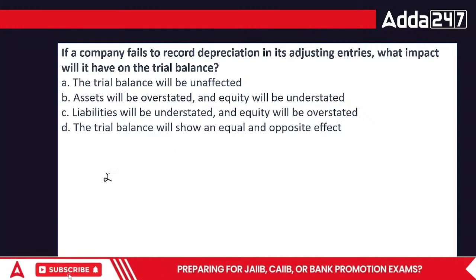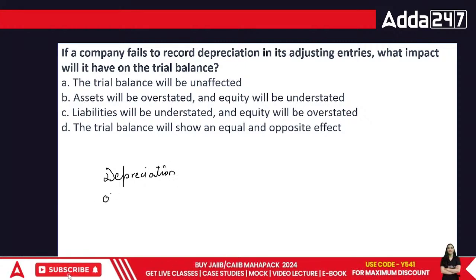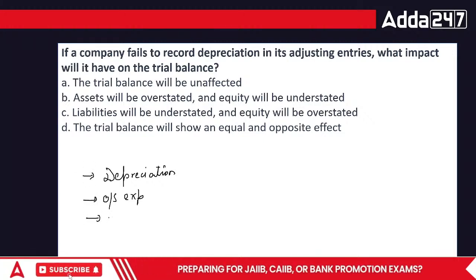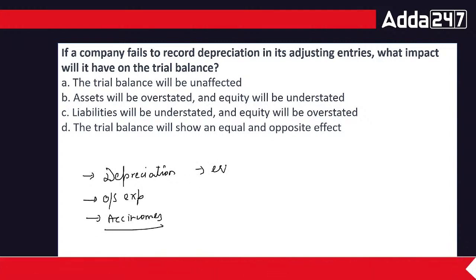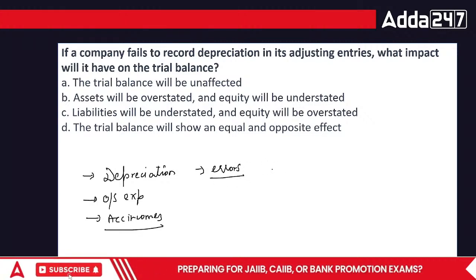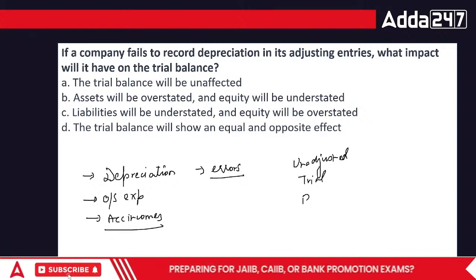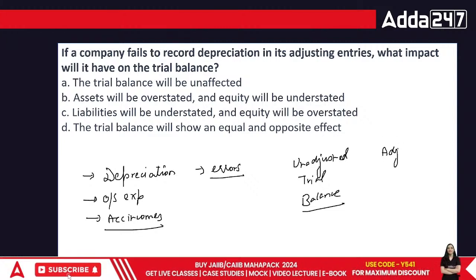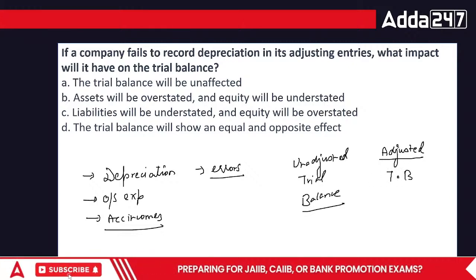First thing is depreciation. Then comes the outstanding expenses. Then comes the area of accrued incomes, the incomes which are yet to be received, and any other errors that we have just found. When these errors are not yet adjusted, that is called unadjusted trial balance. And when it has been adjusted, that means all these errors are corrected, then it becomes adjusted trial balance.